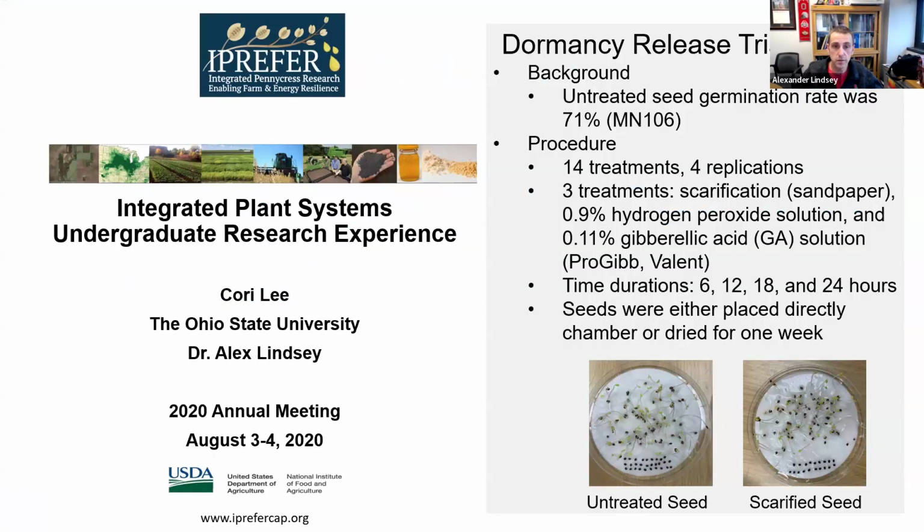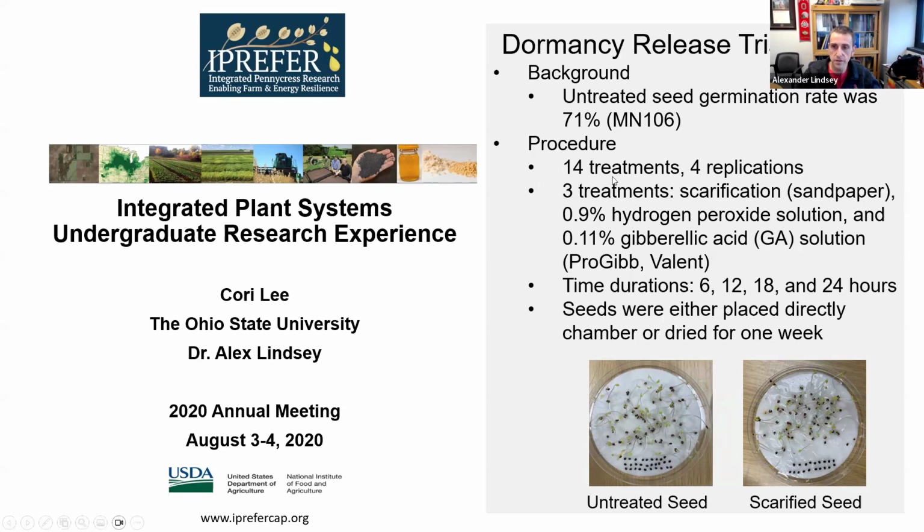Corey Lee was an integrated plant systems undergraduate researcher through the iPrefer program that worked within my lab to look at some of these initial questions. We received a black seeded pennycress type for a lot of our agronomic work. It was line MN106. Untreated seed germination rate was 71% under good conditions. This means that of the seed we were receiving, about 30% of it was not germinating. And so we wondered, could we increase germinability of this species by seed treatment?